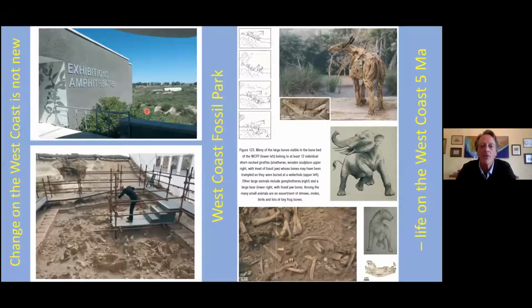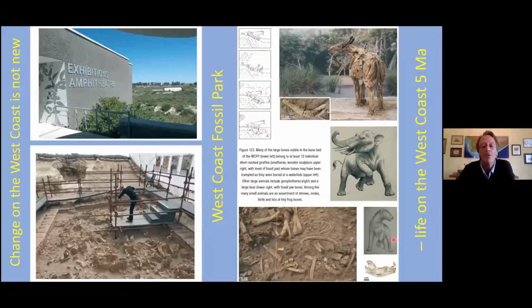And we have records of the older vegetation in the West Coast, although plants don't preserve as well as animal fossils, as shown here at the West Coast Fossil Park. But we know that there were large groups of these large animals, these short-necked giraffes called sivatheres. You had elephants, a species of which is now extinct. You had Africa's only bear.